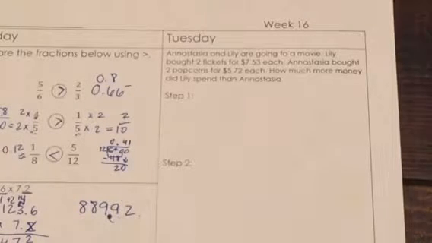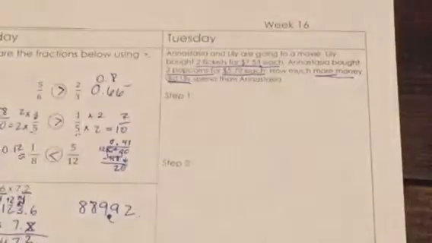Okay, this is Tuesday night's homework. It says Anastasia and Lily are going to a movie. Lily bought 2 tickets for $7.57 each. Anastasia bought 2 popcorns for $5.72 each. How much more money did Lily spend than Anastasia?